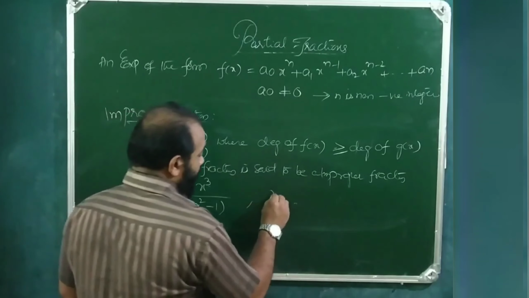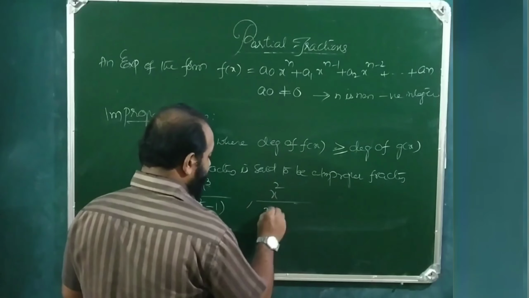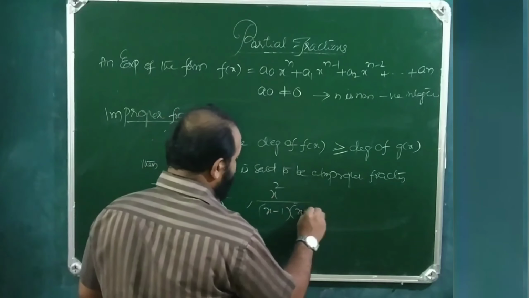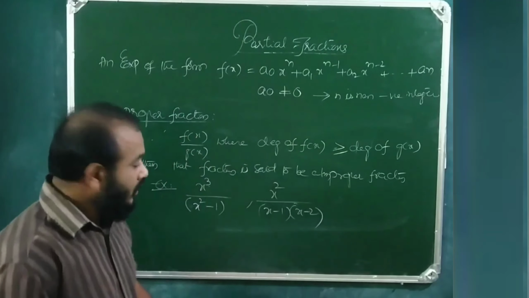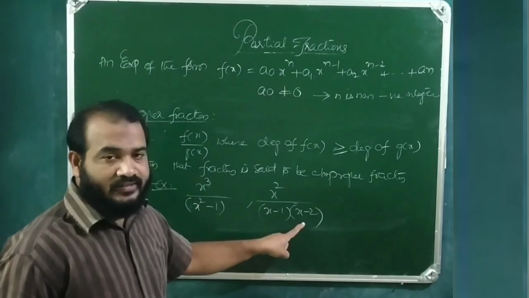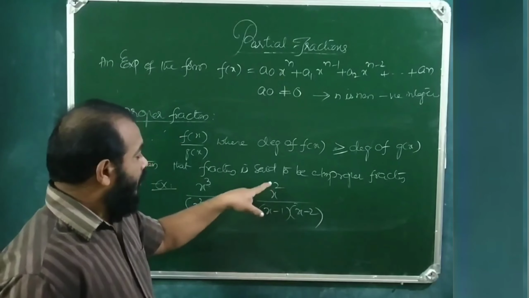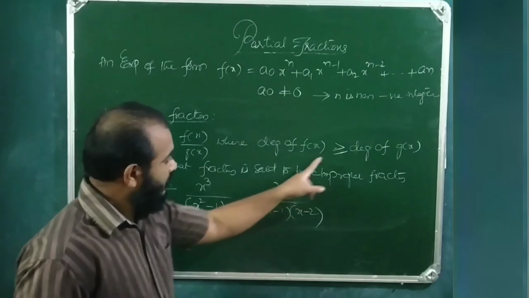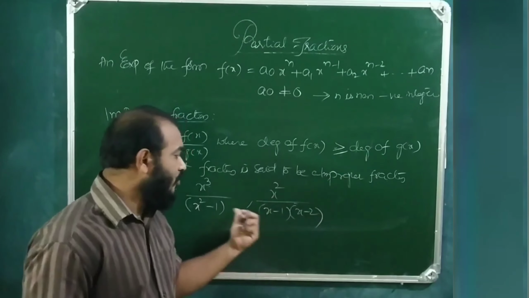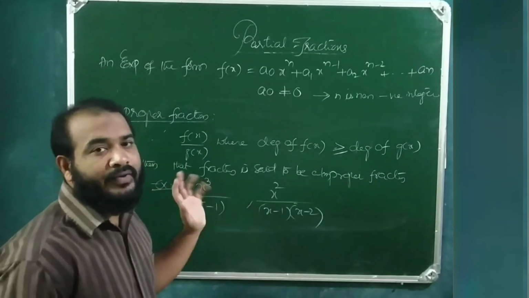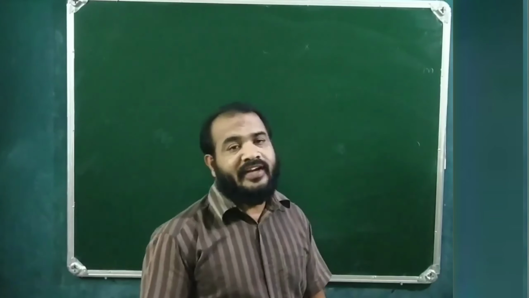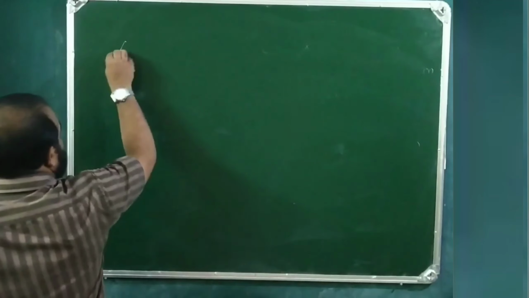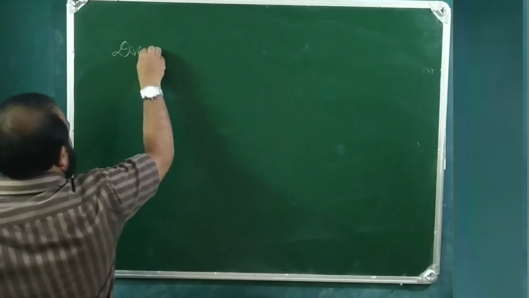And so x square by x minus 1 into x minus 2. Here also, this is x square, this is x into x, which is x square. So degree of numerator and denominator is the same. Therefore, this is also an improper fraction. Division algorithm.